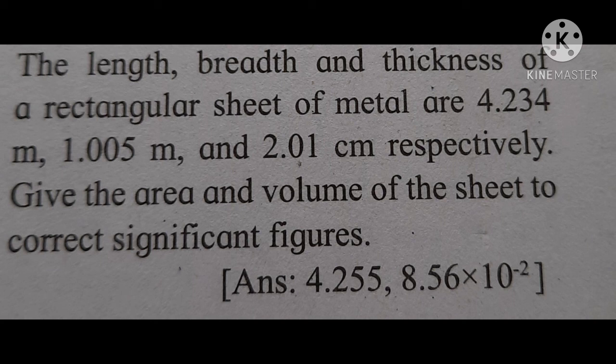The length, breadth and thickness of a rectangular sheet of metal are 4.234 meter, 1.005 meter and 2.01 centimeter respectively. Give the area and volume of the sheet to correct significant figures.